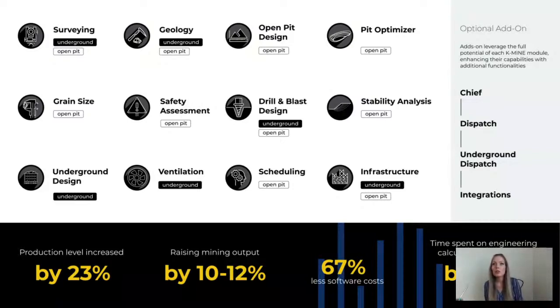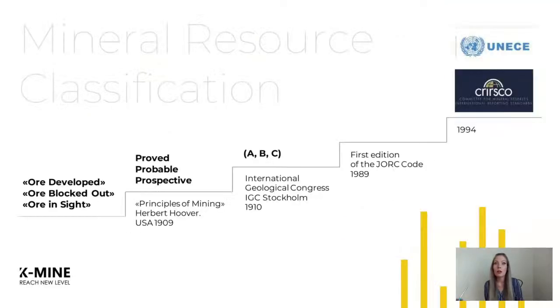So, talking about mineral resource validation, let's start with Herbert Hoover. He was one of the first ones who proposed to divide the resources according to the degree of geological reliability back in 1909. The approach he developed became the basis for modern classifications. According to Hoover, resources are divided into proved, probable, and possible.